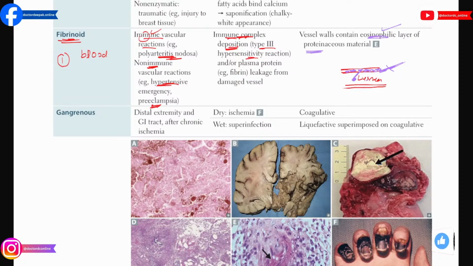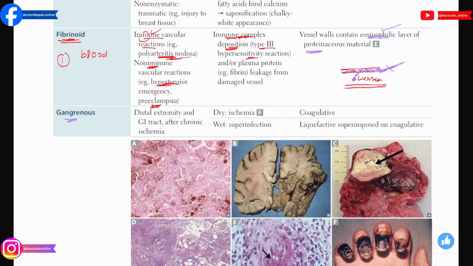And they can ask you in the exam to give an example of fibrinoid necrosis. You can say hypertension, preeclampsia, and if they ask about an immunological cause, you can pick polyarteritis nodosa. Then we talk about the last type of necrosis, that is gangrenous.